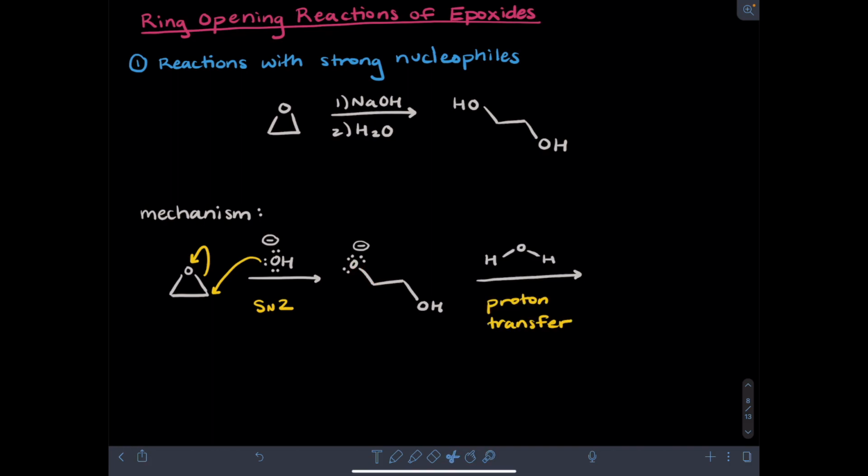To get to a neutral product, I need to protonate this anionic oxygen, and to do this I'm going to bring in water in a second step. I'll use the anionic oxygen as a base in the proton transfer step to deprotonate water, which is serving as an acid. And this generates the neutral ring-opened product.